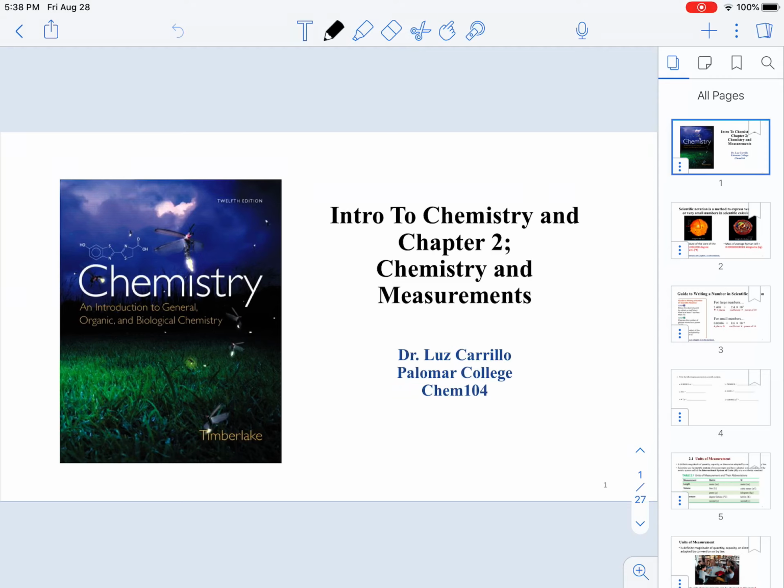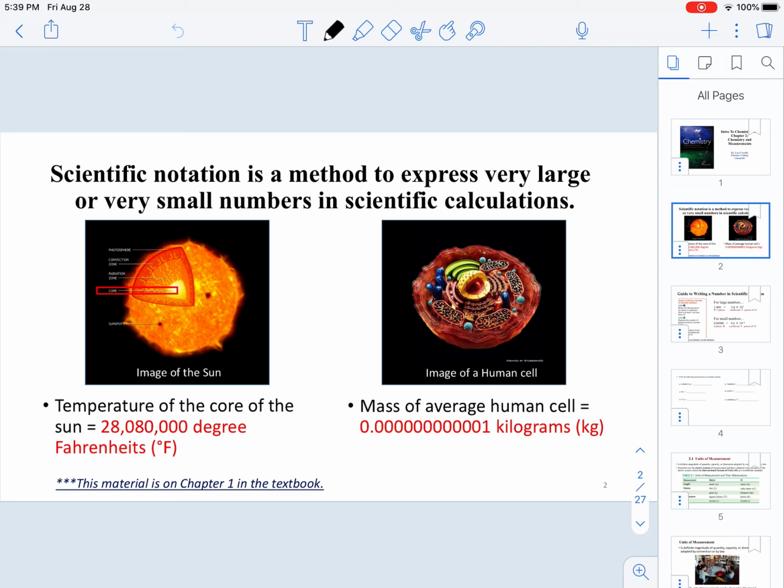In this video, we are going to do an introduction to chemistry and start discussing the topics in Chapter 2, which include the definition of chemistry and how to do measurements. The first topic that we're going to be discussing, as you can see, is scientific notation. Scientific notation is a method to express very large numbers or very small numbers. And it is because we are going to utilize them in scientific calculations.